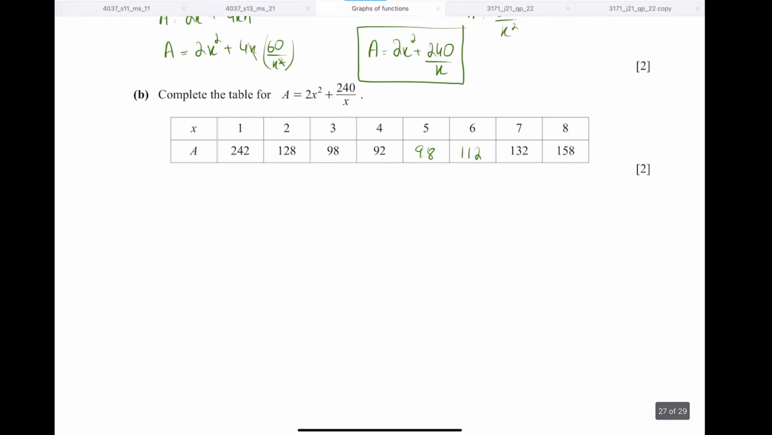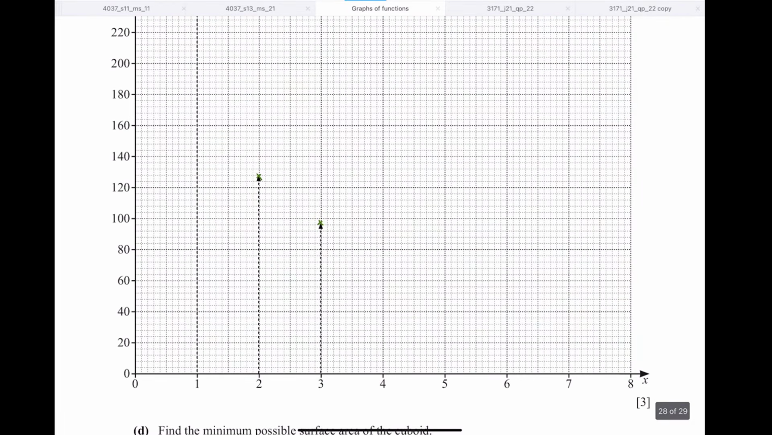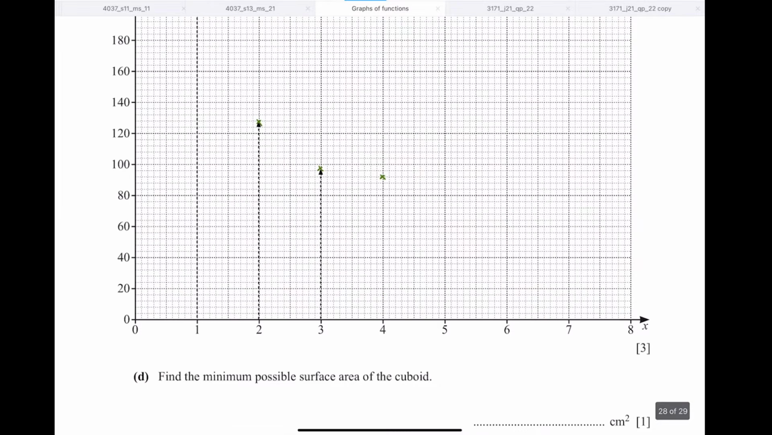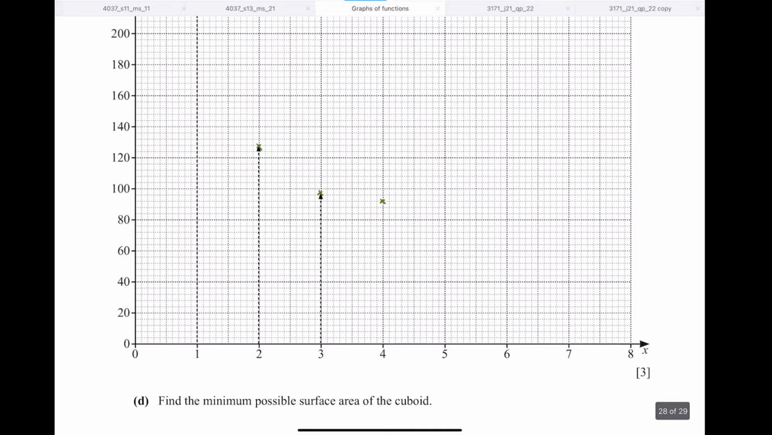Then 3 at 98. So here's 100. One point below 100 will be 96. So we'll try and place it in between 96 and 100. Then 4 at 92. So 4 we have 92. So between 96 and 92, that's going to be over here. And then 5 at 98. Opposite 98. Okay, interesting. So that's going to be over here.